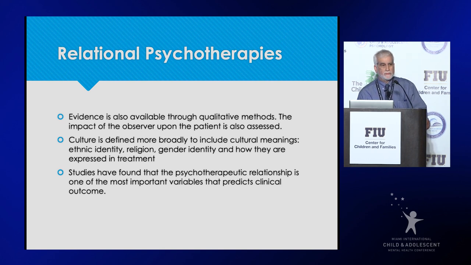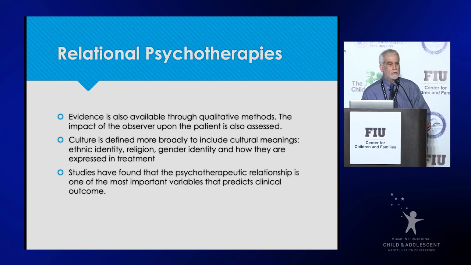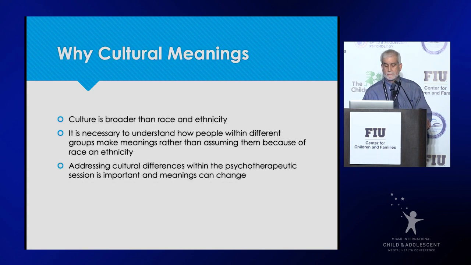But the other important thing that I want to emphasize is that culture is defined more broadly. It's not only about your race or your ethnicity, it's also the way you make sense of the world. So it's not that because you are of a particular skin color, then you're going to have specific attributes. It's the way you make sense of things that really matters. So this, I think, is one of the most important innovations that has allowed us to refine further the research on cultural competence. And I think that culture is much broader, as I said, than race and ethnicity.